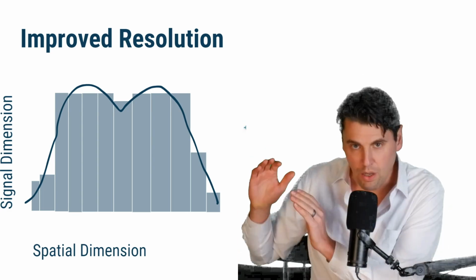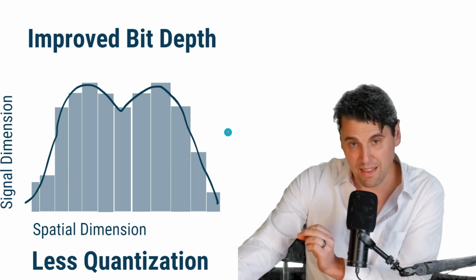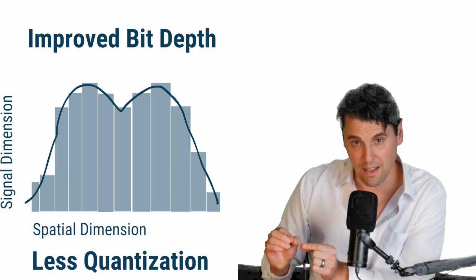So we need a high enough bit depth, and the bit depth is typically 2 to the n levels. Where n is the number of bits that we're using to discretize the signal, we get 2 to the n different levels that we get to choose from when we're actually doing that measurement.